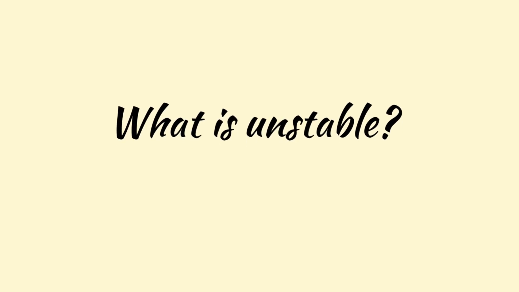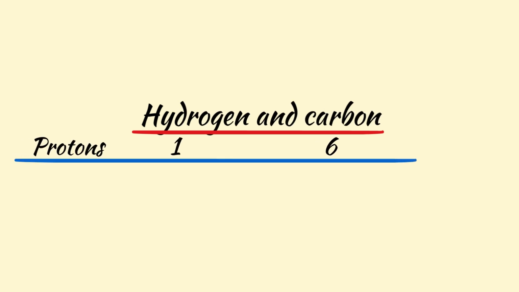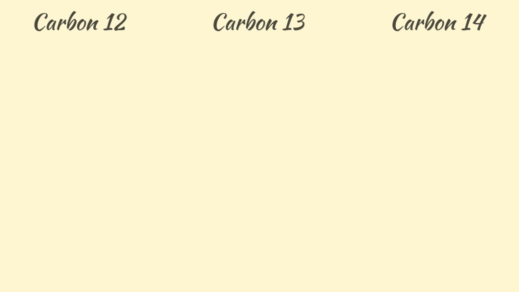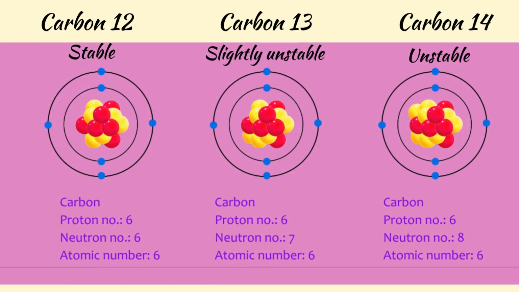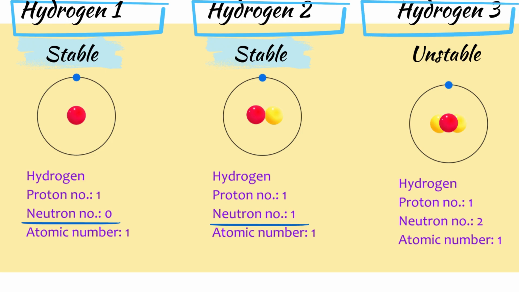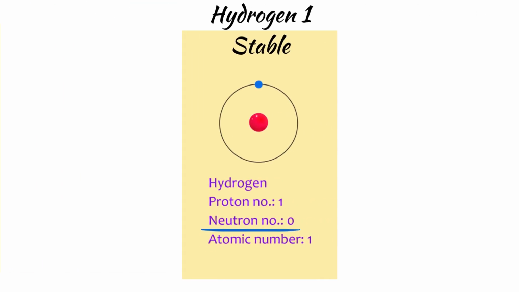What is unstable? Look, a lighter atom like hydrogen or carbon, which has few protons, requires an equal or almost equal number of neutrons to that of protons to become stable. So the carbon atom, which has 6 protons, is stable with 6 neutrons, slightly unstable with 7 neutrons, and unstable with 8 neutrons. In the case of hydrogen-1 and hydrogen-2, which have 1 proton, they are stable with 0 or 1 neutron, and hydrogen-3, which has 2 neutrons, is unstable. Hydrogen-1 is stable with 0 neutrons because a single proton is stable on its own.